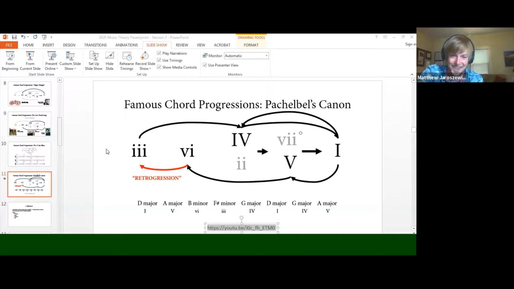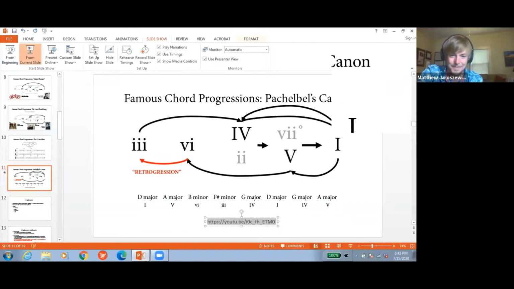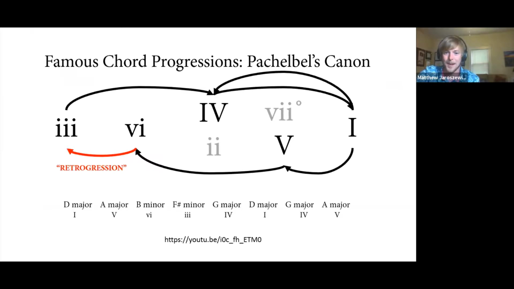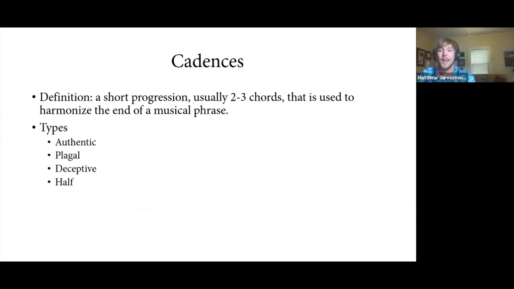All right, so moving right along. Our Pachelbel's Canon progression. Now, we have our basic chord progressions. Now we're going to talk about cadences. A cadence is a piece of musical rhetoric, as one of my professors at Manus called it, a short progression, usually 2, sometimes 3 chords, that's used to harmonize the end of a musical phrase.